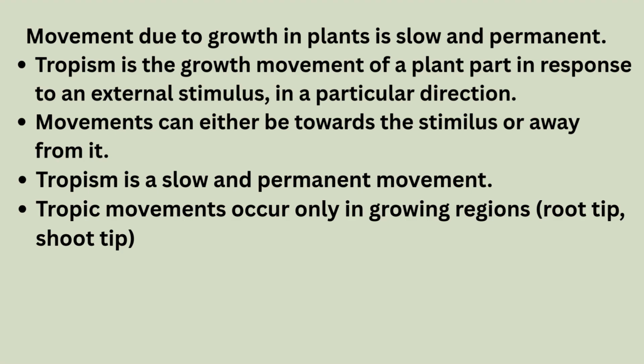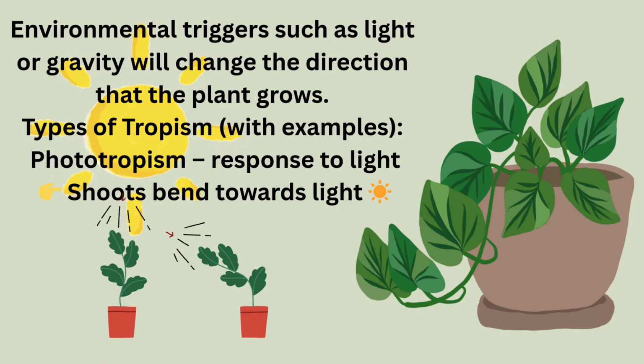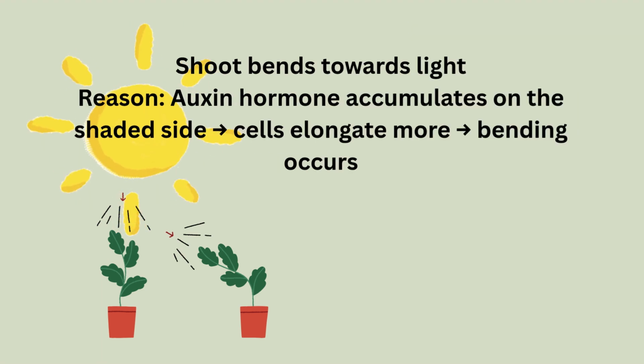Tropic movements occur in only the growing regions, for example the root tips. Environmental triggers such as light or gravity will change the direction that the plant grows. So now we will learn about the types of tropism with examples. First is phototropism. What is phototropism? Phototropism is when the shoot bends towards the light.